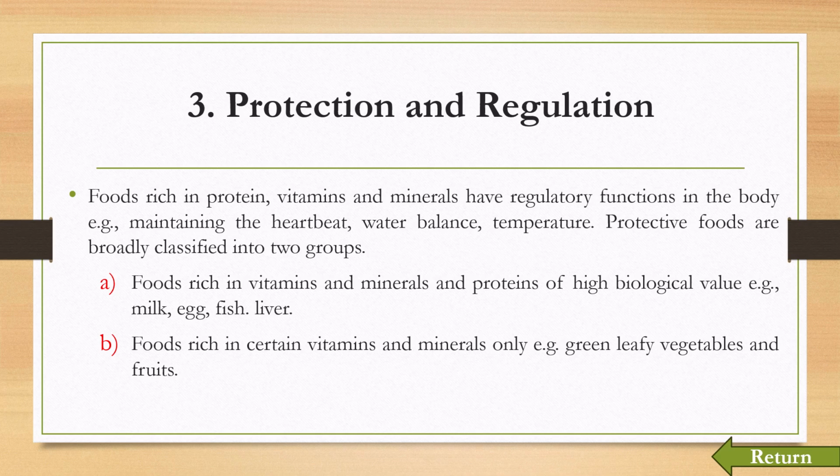3. Protection and regulation. The third function is protection and regulation. Foods rich in proteins, vitamins, and minerals help regulate important body processes like maintaining heartbeat, water balance, and body temperature. Protective foods are divided into 2 groups: foods rich in vitamins, minerals, and high-quality proteins such as milk, eggs, fish, and liver. Foods rich mainly in vitamins and minerals, such as green leafy vegetables and fresh fruits.